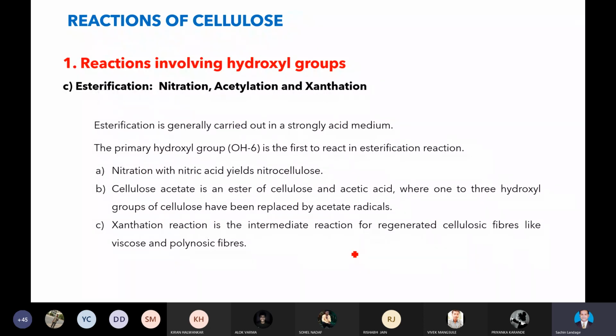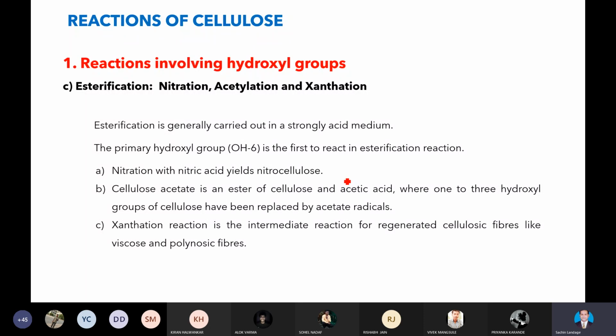Then the third reaction involves esterification. That is nothing but nitration, acylation, and xanthation. We'll see where these particular reactions take place. Esterification is generally carried out in strongly acidic media. First, nitration is the reaction with nitric acid, which gives us nitrocellulose. This is the first regenerated cellulose, actually, nitrocellulose.